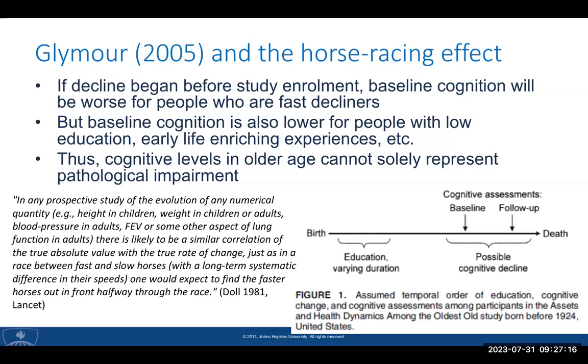So if you're experiencing cognitive decline, and if that cognitive decline began before study enrollment, then baseline cognition is going to be worse for people who are fast decliners. So the horse racing effect comes from a paper by Richard Dahl in 1981. I'll let you read this in the lower left-hand part of the screen. It's the same effect when you have horses racing around a track. If you look halfway through the race, the faster horse is further along the track and the slower horse is not quite as far along on the track. The same thing is happening here. This is why baseline cognition is going to be lower for people with low education, for people without early life enriching experience, and so on and so forth.